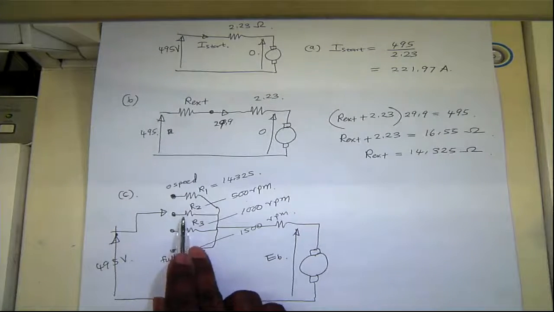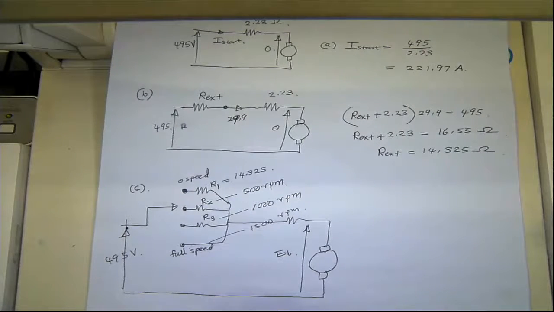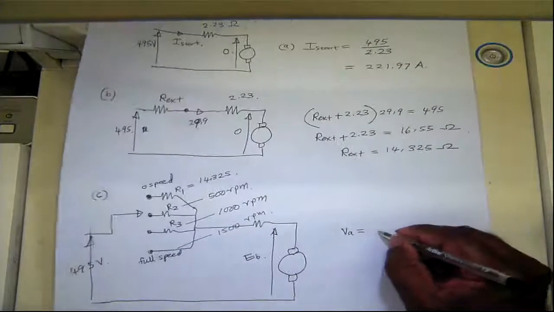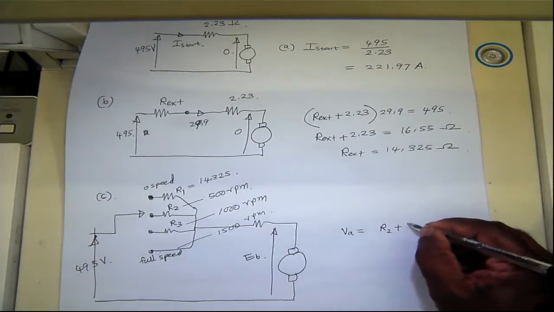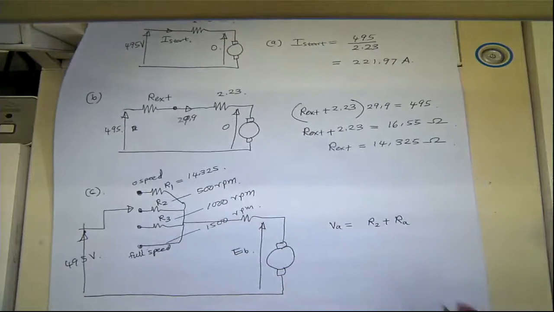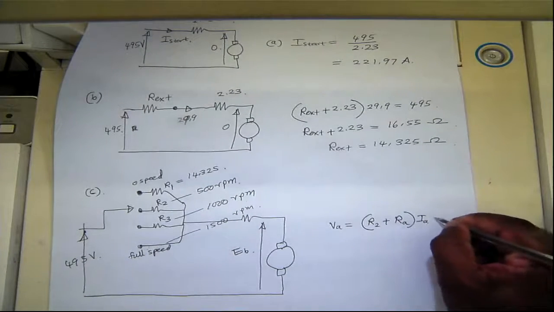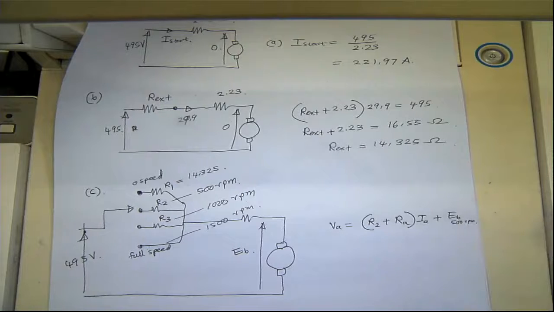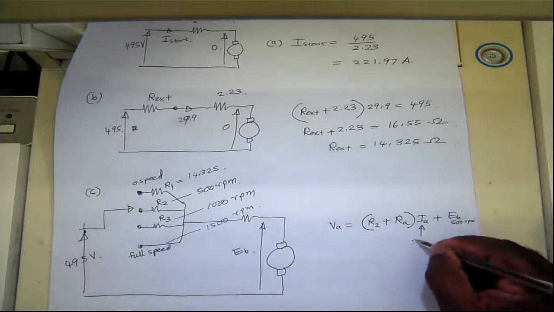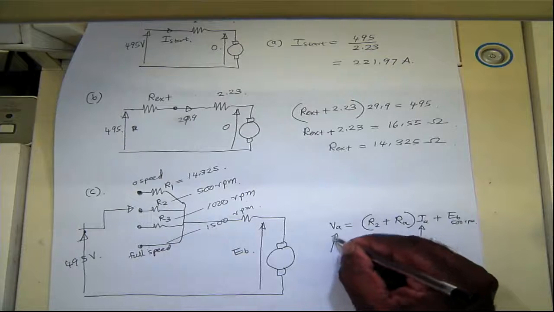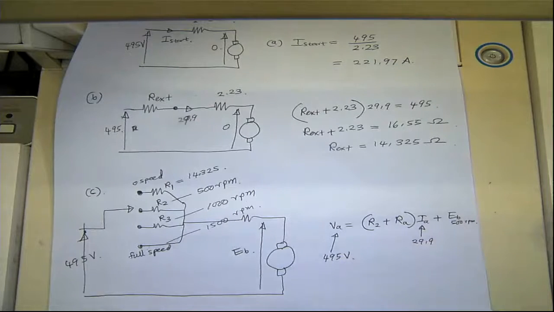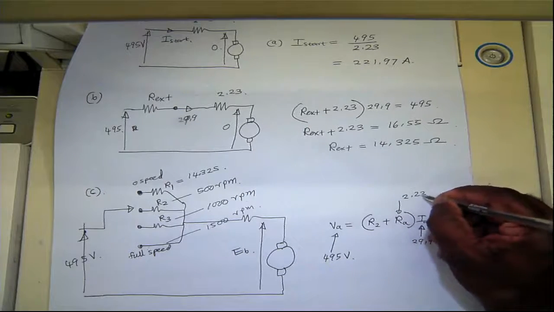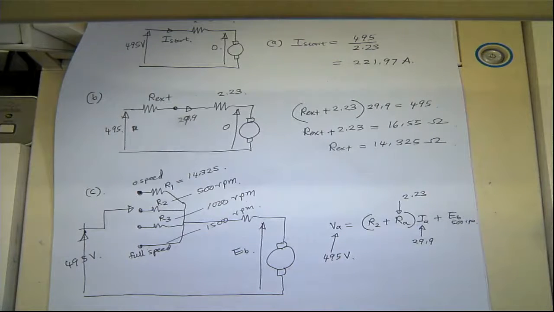Let's say we consider the 500 RPM case. We can write the terminal voltage VA is equal to R2 plus the armature resistance times the rated current plus EB. This is at 500 RPM, and this value is at rated conditions, which is 29.9, and this is at 495 volts. The armature resistance is 2.23. We need to find the back EMF at 500 RPM.